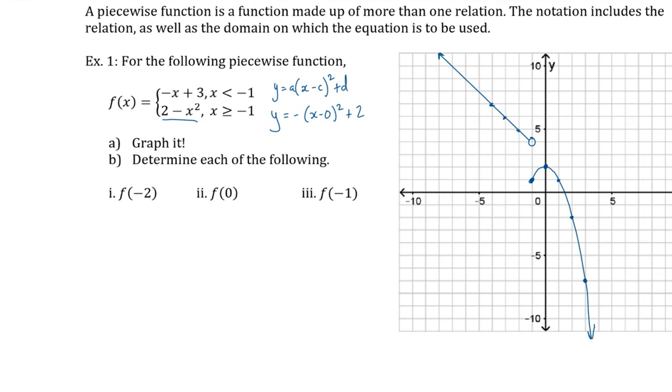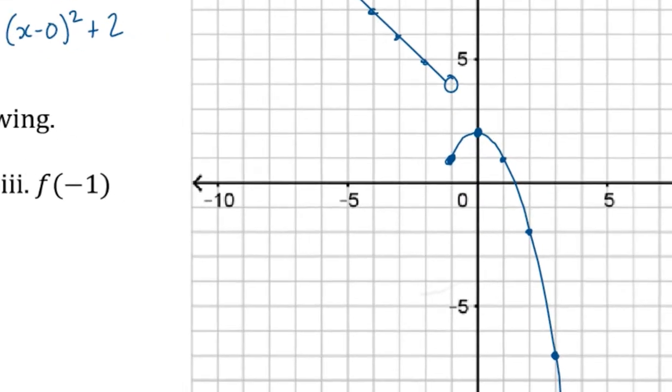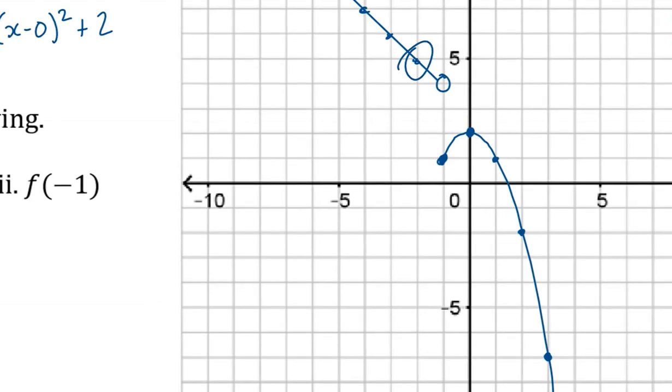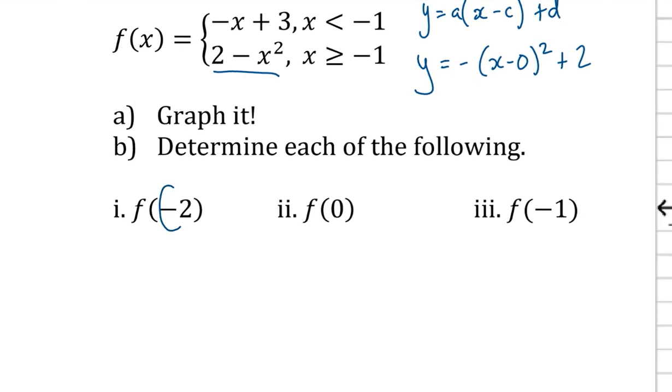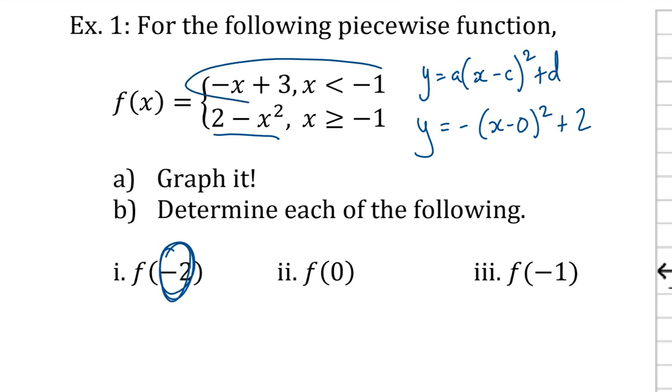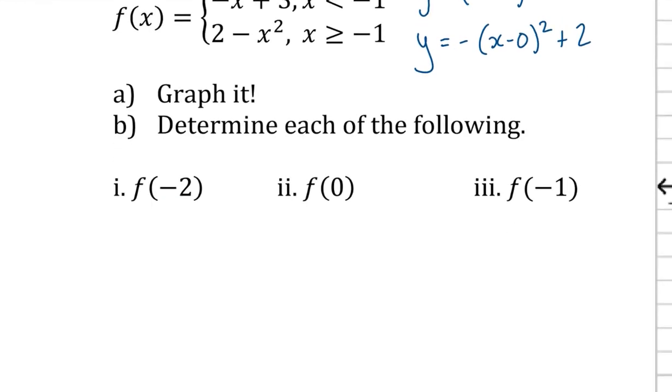So if we're just doing this from the graph, then all I do is go to negative 2 and find out where it is. But if I'm doing this algebraically, then I have to figure out which domain this x value fits into. And it's the top one. Therefore, I use that relation, that equation, to determine this. So it's going to be negative x plus 3. X is negative 2, so that's 2 plus 3, which is 5, which we saw from the graph.